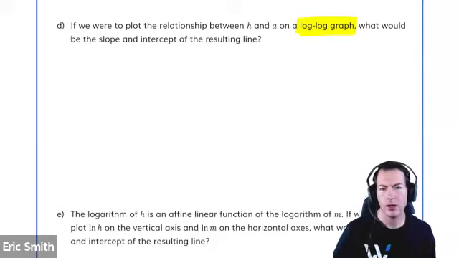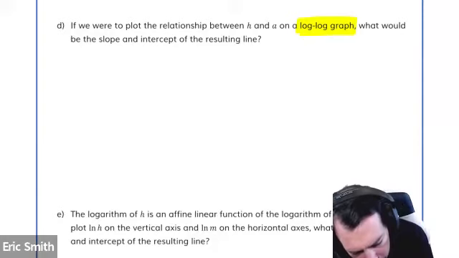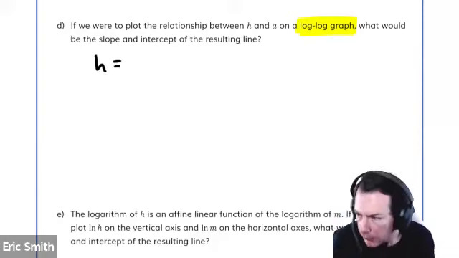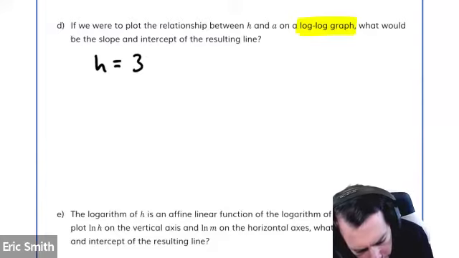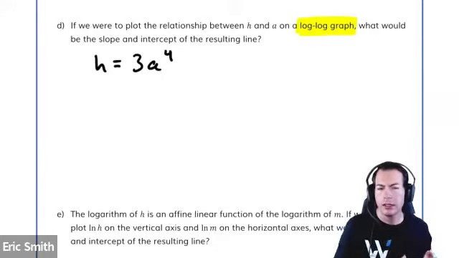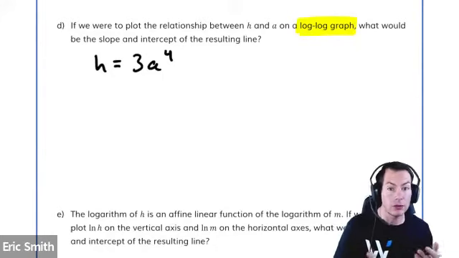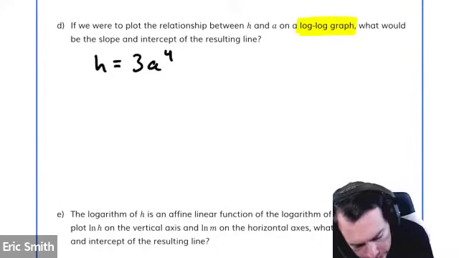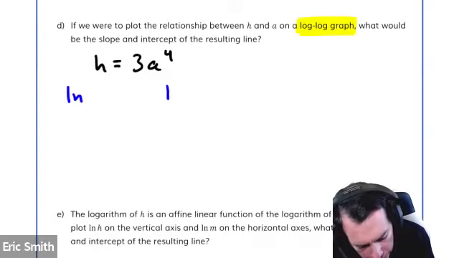Which means we have to start off with our original model and see what we got. So we have happiness, and this was equal to 3 times our mystery parameter to the 4th power. So if it's going to be put on a log-log graph, then I need to take the natural log of both sides. So natural log of the left and the natural log of the right.